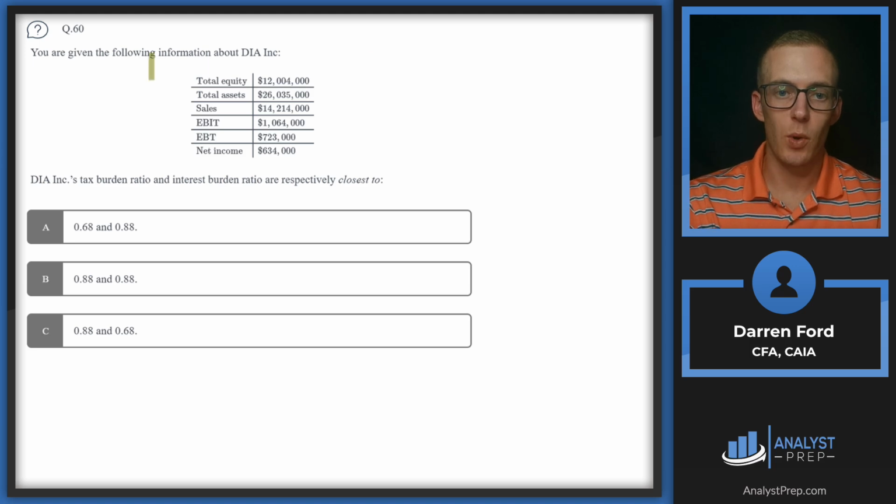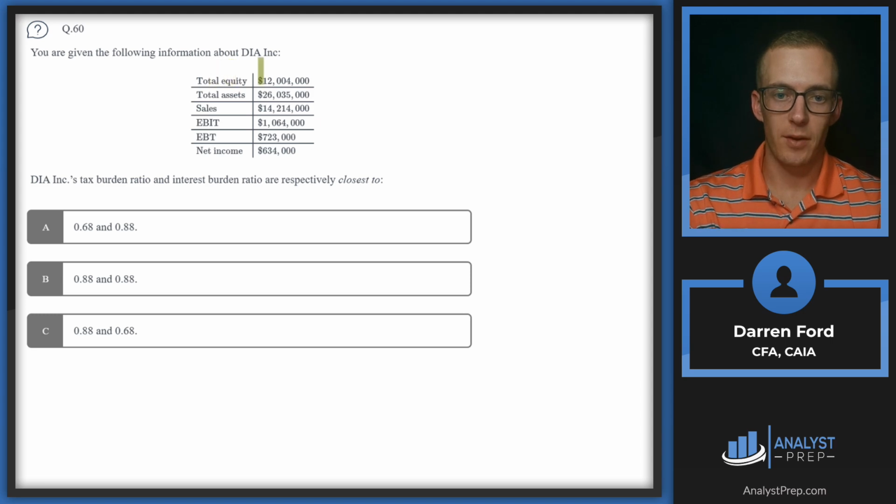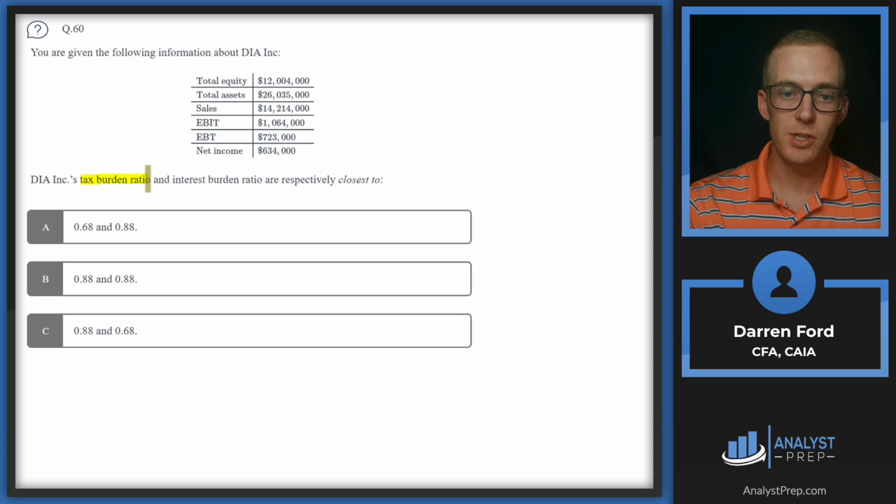Question 60. You are given the following information about DIA Incorporated. So we've got our financial information here. Let's take a look at the question before we dig into the numbers. DIA's tax burden ratio and interest burden ratio are respectively closest to. So we've got two ratios we need to find here. Tax burden ratio is going to be net income over earnings before taxes. And then our interest burden ratio is going to be earnings before taxes over EBIT, which is earnings before interest and taxes.